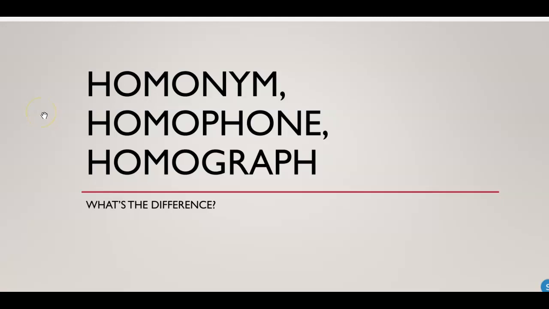Three terms used in the English language are homonym, homophone, and homograph. And since you might see these on an MCA reading test, it's good to know the difference among the three. Now, the first part of the words are the same, and that's exactly what that section of the word means, same. The ends of the words are different, which is going to help us tell the difference between a homonym, homophone, and homograph.